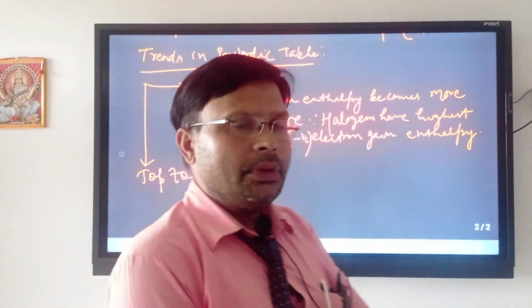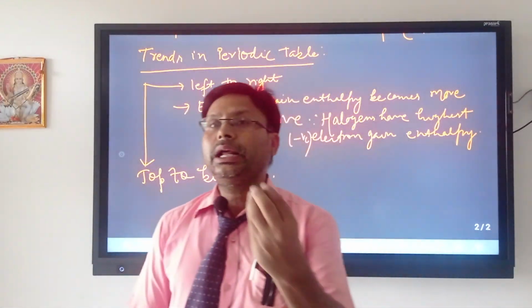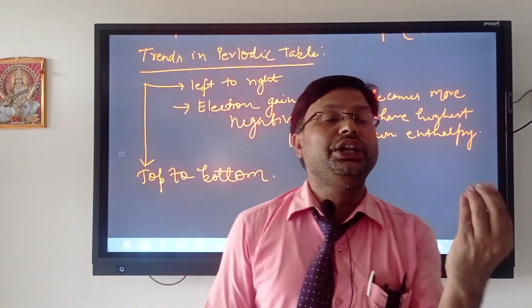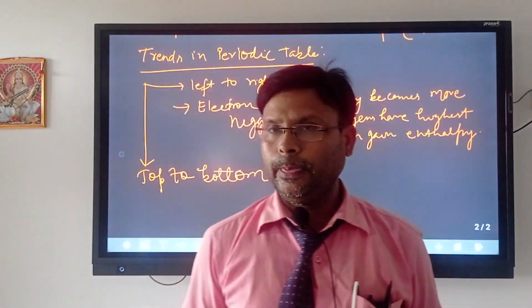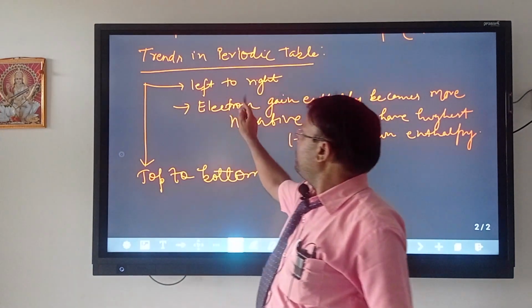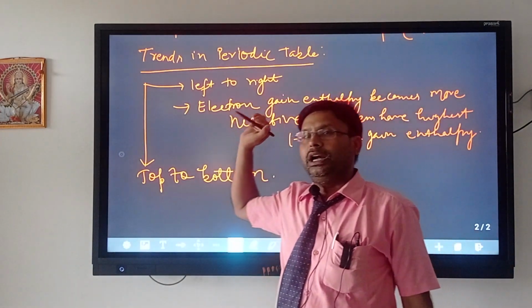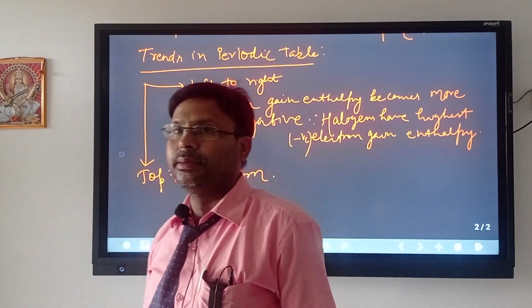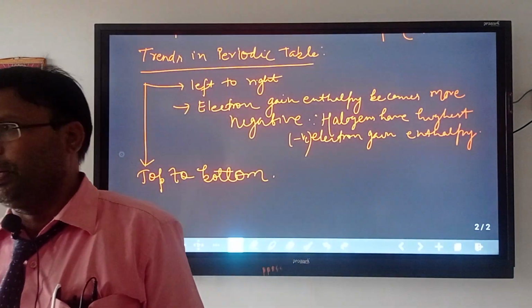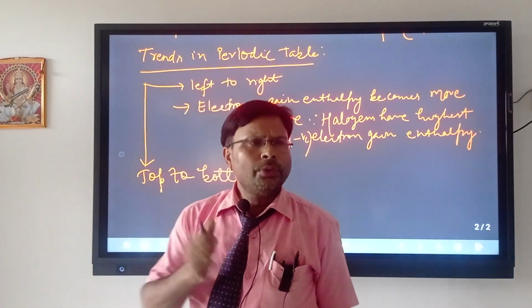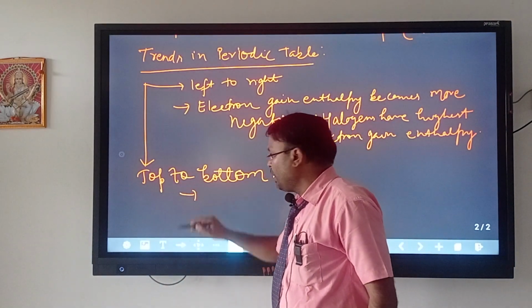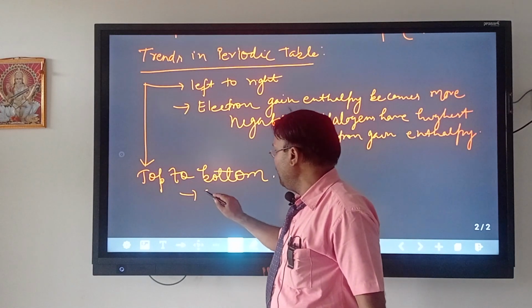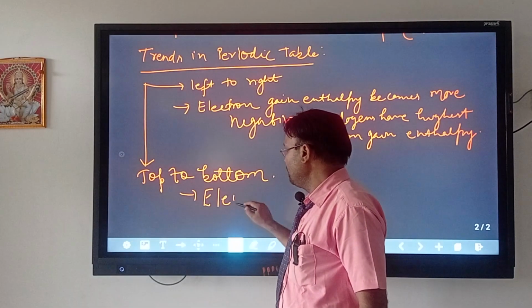Now, there are irregularities in the electron gain enthalpies of halogens. As you studied, when we move from left to right, the electron gain enthalpy becomes more negative. When we move from top to bottom, the electron gain enthalpy becomes more positive.